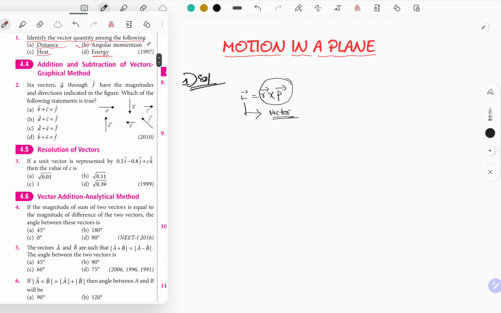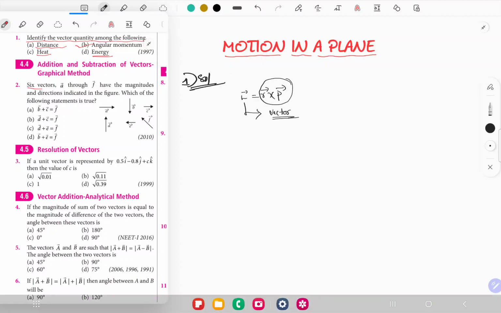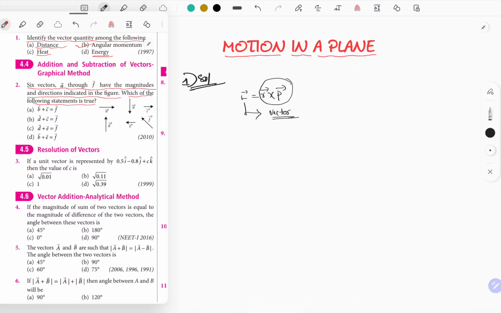So what's the second question they have given? Six vectors A bar through F bar have the magnitudes and directions indicated in the figure. Which of the following statements is true? So hope you understand the representation of these vectors. Now we have to check the options. Look at the first option. In the first option they said B bar plus C bar is equal to F bar. We have to check whether it is going to be correct or not.